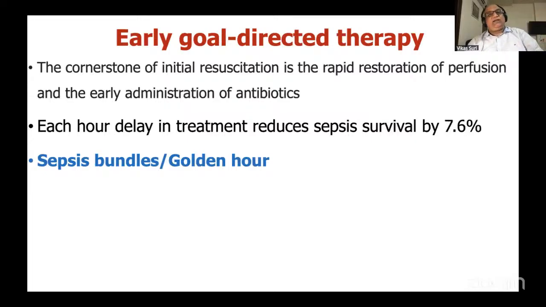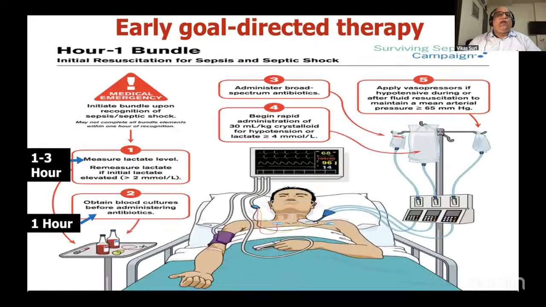Coming to the second part, that is early goal-directed therapy, it is a well-known fact that each hour of delay in treatment reduces sepsis survival by 7.6%. Though many guidelines speak of the sepsis golden hour, now data is coming that by protocolizing sepsis management, sometimes we overdo the management, but the golden hour still remains time-tested. This is the 1 hour bundle.